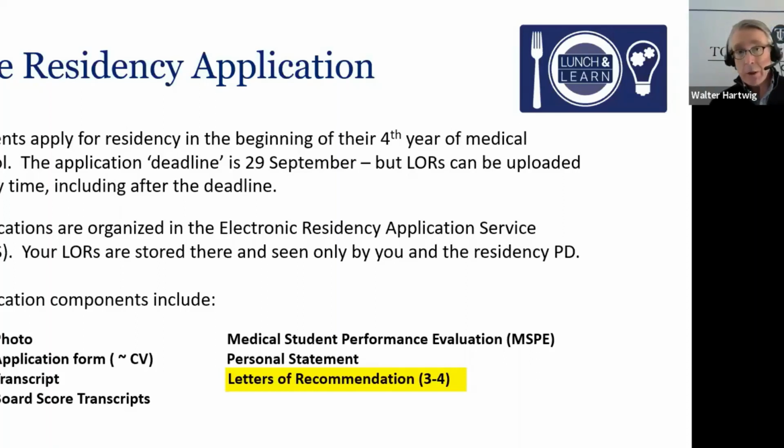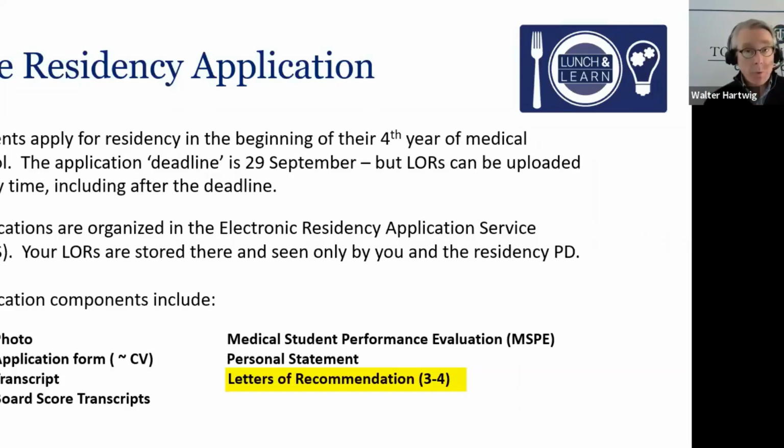I've highlighted in yellow at the bottom of the slide there on the right, the locus of the letters of recommendation. 4 are allowed in the residency application. Most programs are satisfied with 3. We encourage students to submit as many positive letters as they have to the maximum of 4. And unlike the other components in the application, the letters of recommendation do not have to all be ready at the time of the start of the season at the end of September.